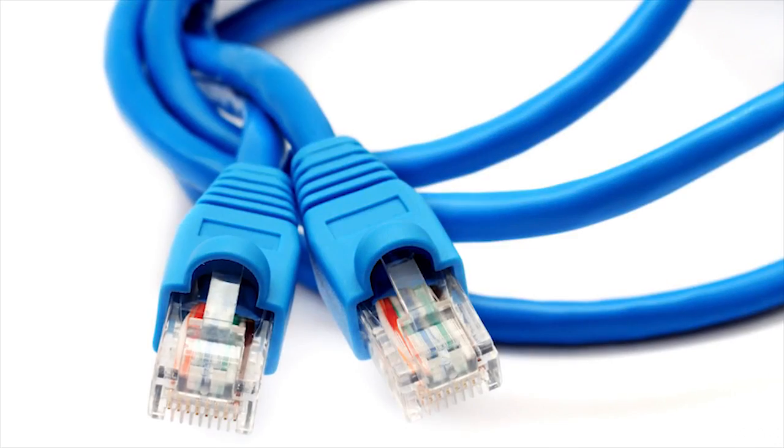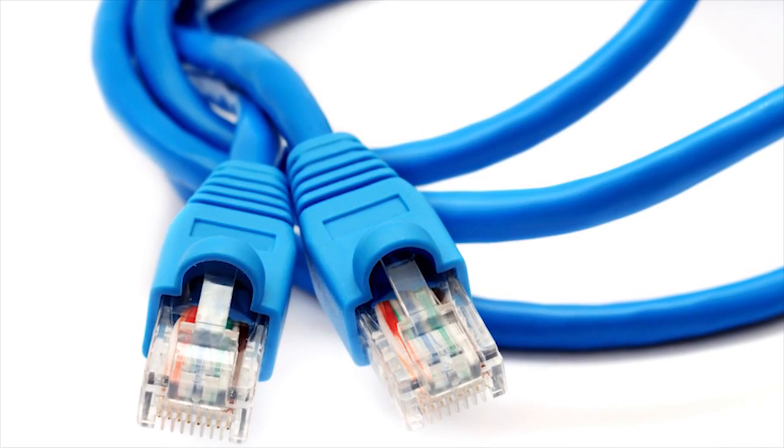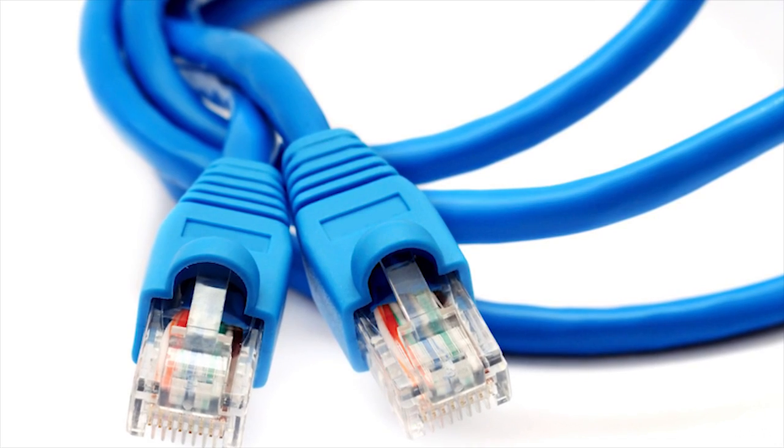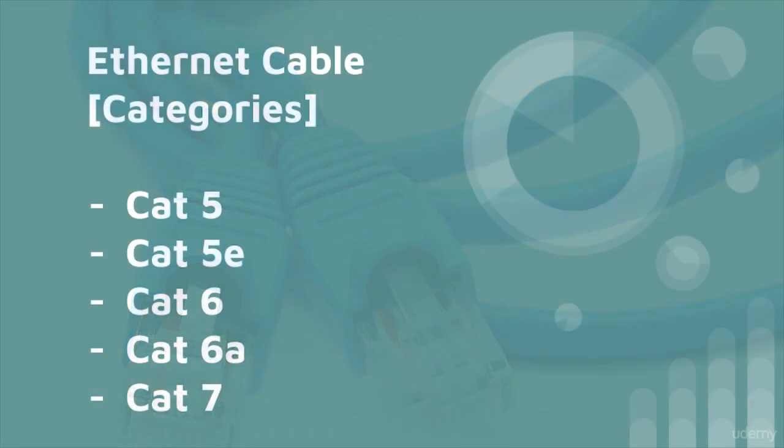So to start off, the one and only cable that we use for networking is called the Ethernet cable. That being said, there are also several categories of Ethernet cables. They're referred to as CAT for shorthand. There's CAT5, CAT5E, CAT6, CAT6A, CAT7, and more. I'll start off by saying CAT5 is obsolete.